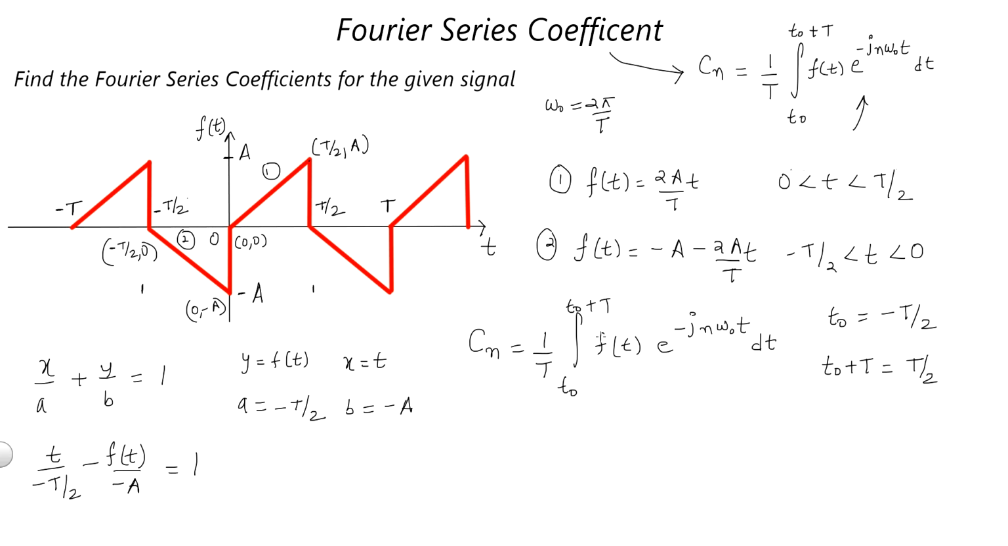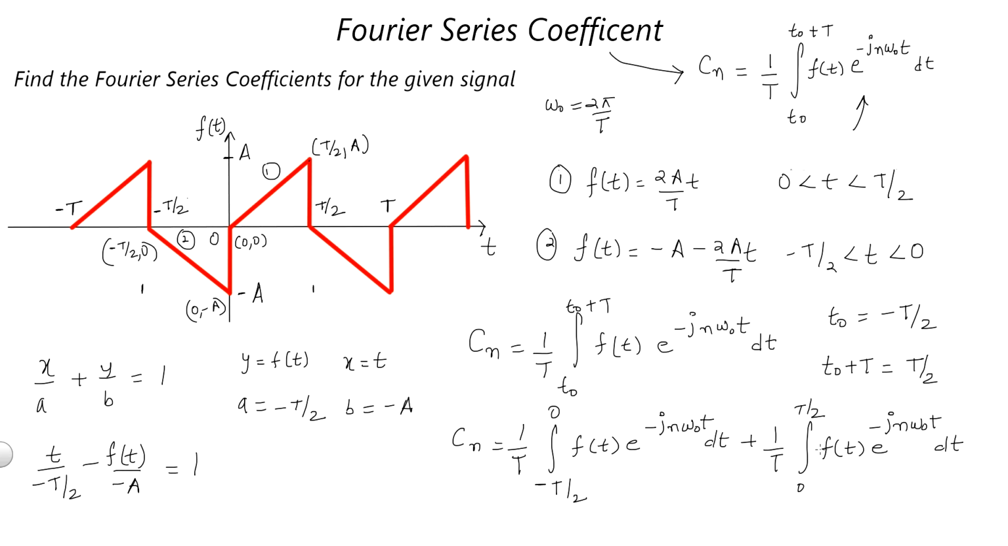Okay, so we need to split this integral into two integrals, with limits from minus T by 2 to 0 for the first integral and 0 to T by 2 for the second integral. Okay, so Cn would be equal to this. Now in the interval minus T by 2 to 0 the function is this, so we need to place this value here. On substituting the value we will get this.